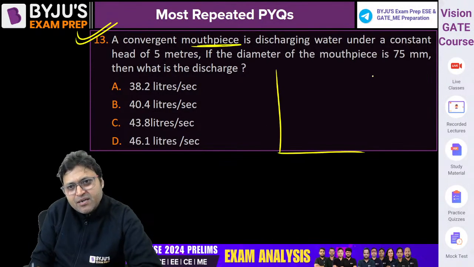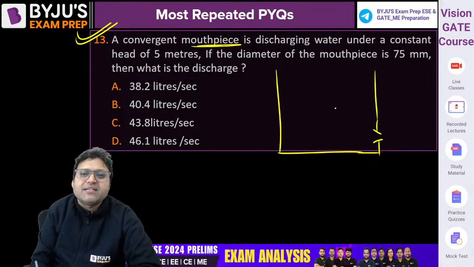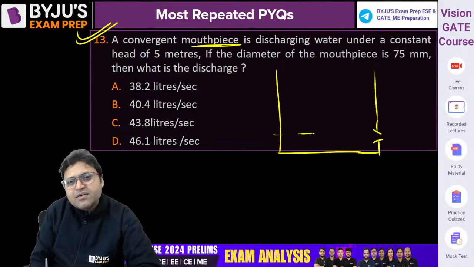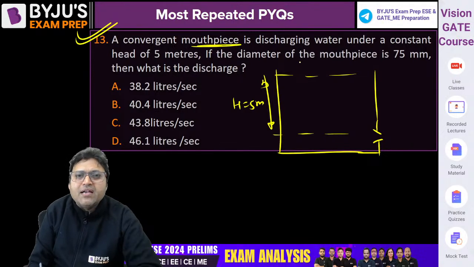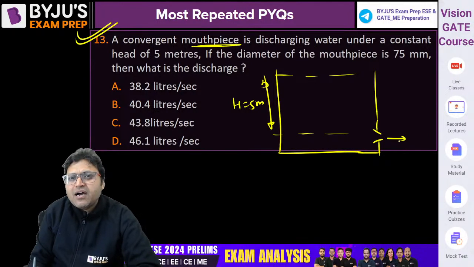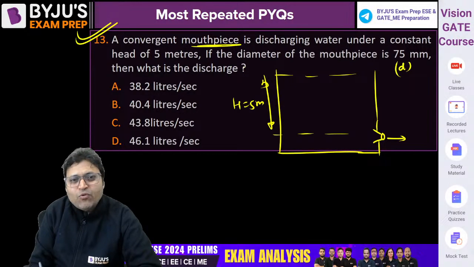There is a tank and here there is a mouthpiece like this. The available head is 5 meter. And it is discharging water under a constant head of 5 meter. If the diameter of the mouthpiece is 75 mm, that is D, then what will be the discharge?